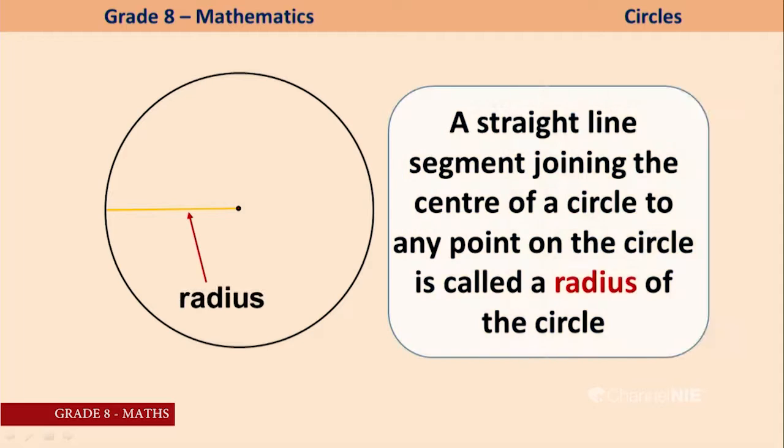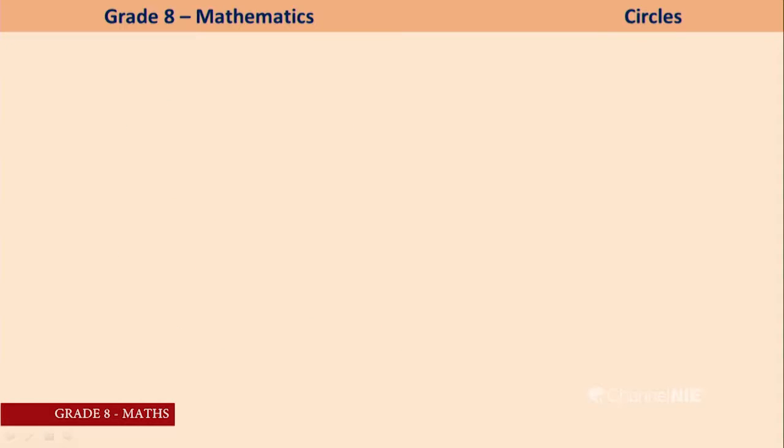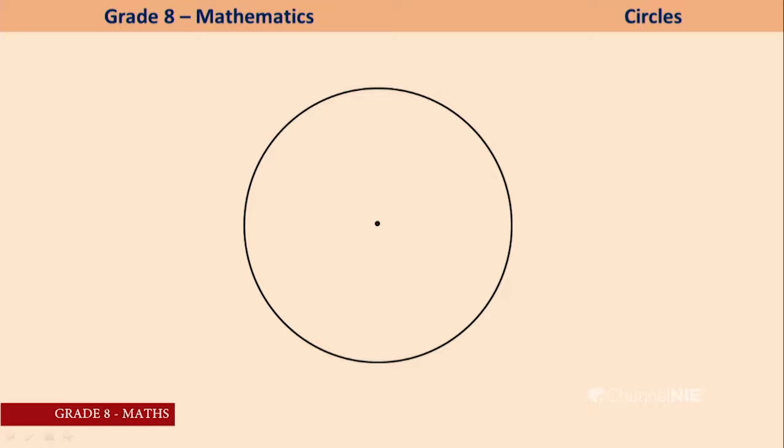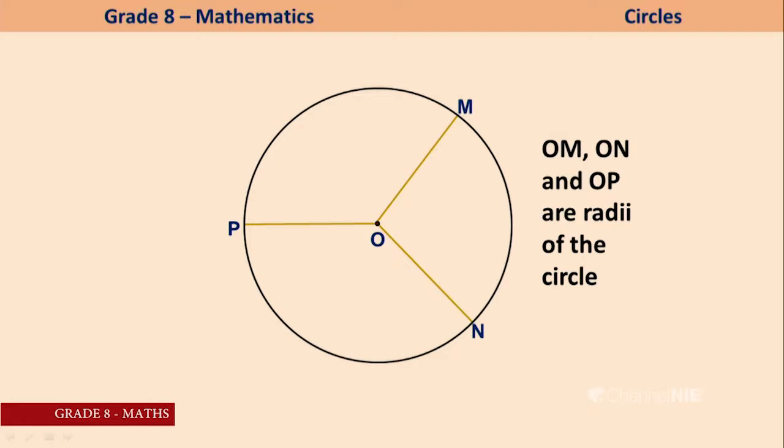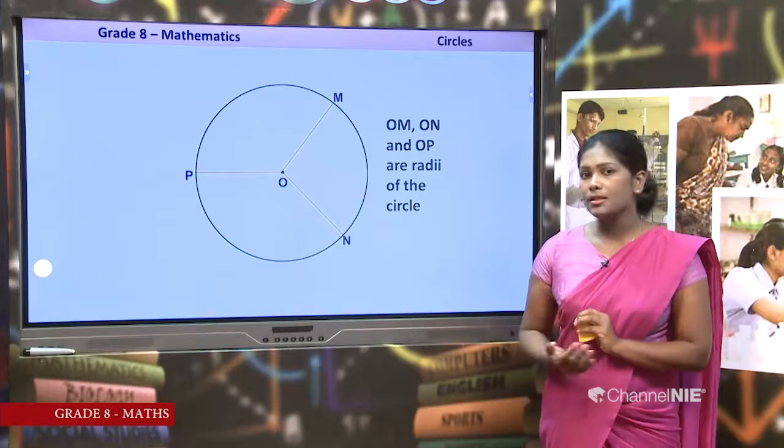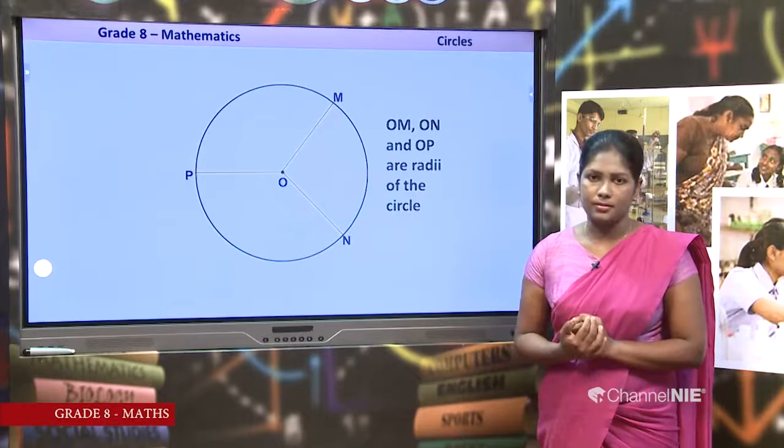Look at that. When we draw a circle, there are 3 radii of this circle. I name them M, N, P and O. So, when we name those radii, you can write OM, ON and OP. Those are radii of the circle. Okay children, now you know what is the meaning of center and radius.